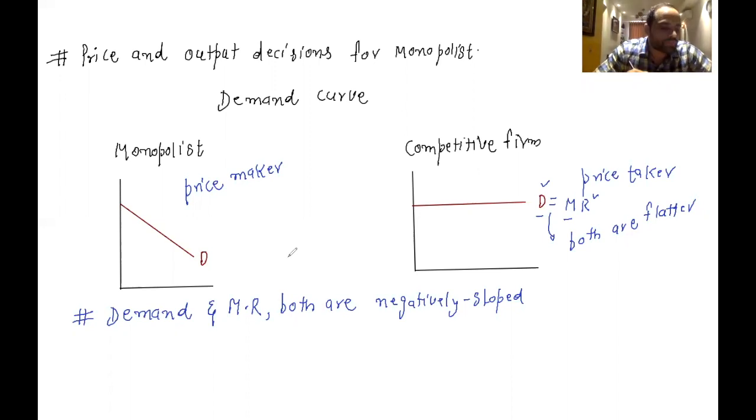Now the question is, why are monopolist curves negatively sloped? In order to understand this, we have to go back to our topic 3, which is demand and supply. In that topic, we looked at the demand curve. To understand the demand curve, we tried to understand the relationship between price and quantity. Price increases, quantity demanded decreases. Price decreases, quantity demanded increases.